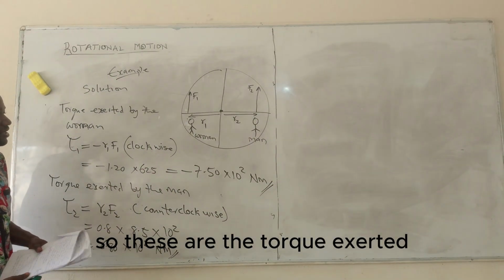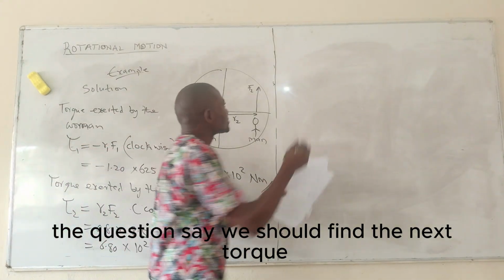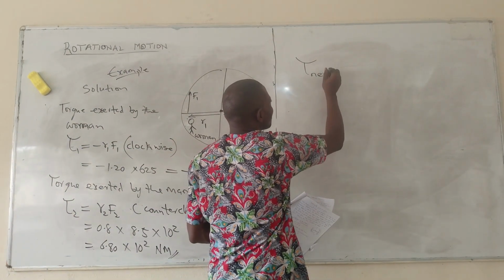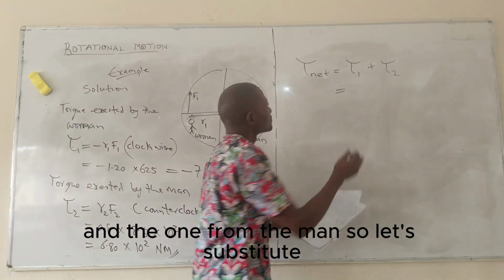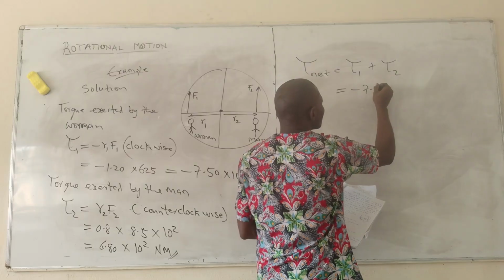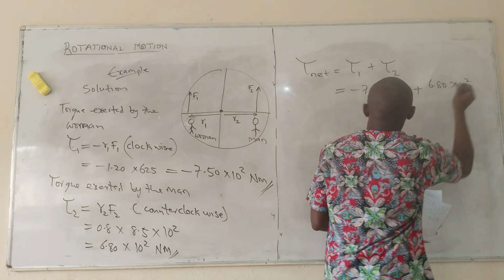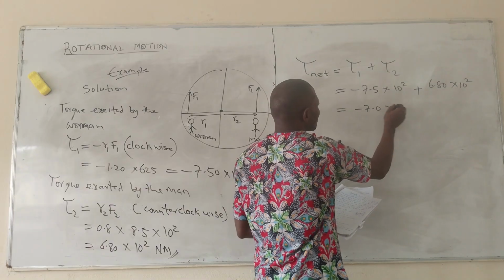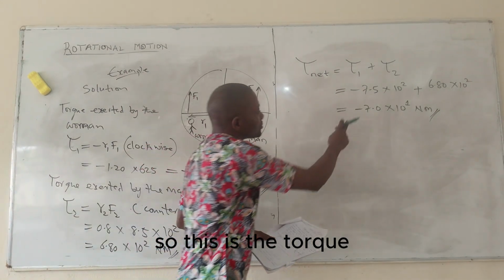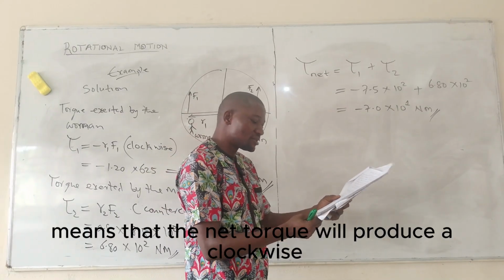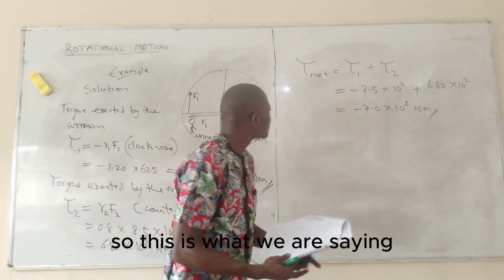So these are the tau exerted by both the woman and the man. The question says we should find the net tau. The net tau should be equal to the one from the woman and the one from the man. So let's substitute. So if we simplify, so this is the tau. And the negative result here means that the net tau will produce a clockwise movement. That is the implication of the negative. So this is what we are saying.